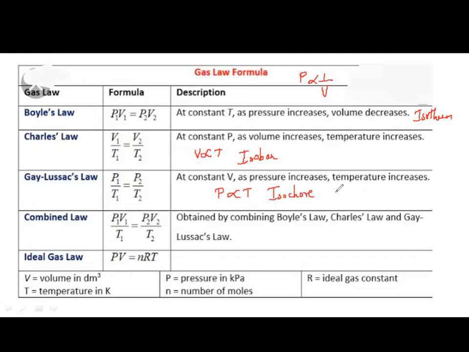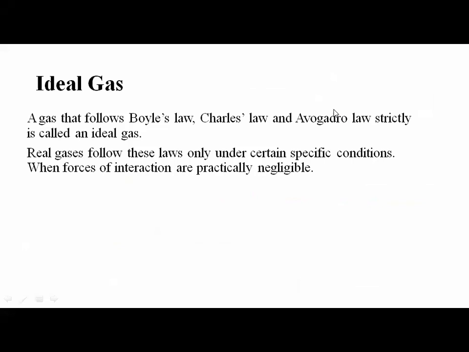Apart from this, we have discussed one more law, that is Avogadro's law. What is Avogadro's law? Volume of a fixed mass of gas is directly proportional to the number of moles. That is, equal volumes of any gases at the same temperature and pressure contain an equal number of molecules, and that equal number is how much? It is nothing but Avogadro's number, which is equal to 6.022 x 10^23 entities. It might be molecules, atoms, or ions.